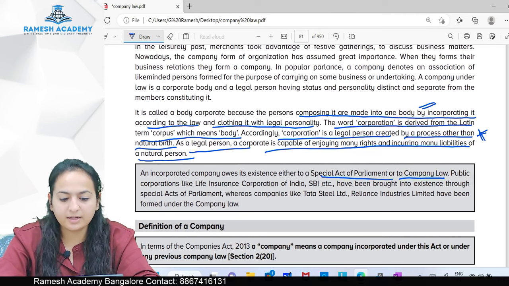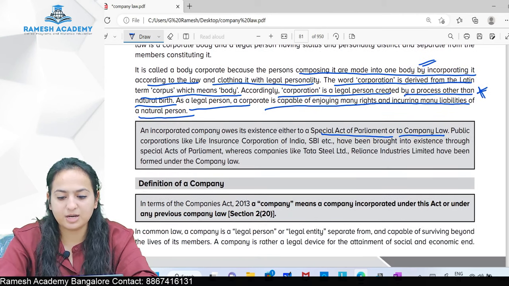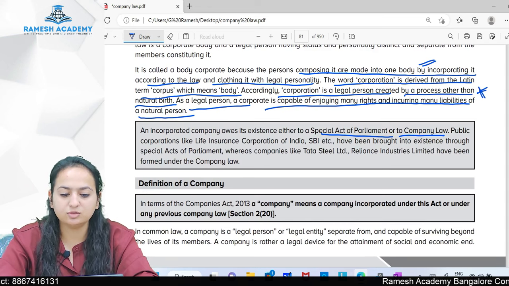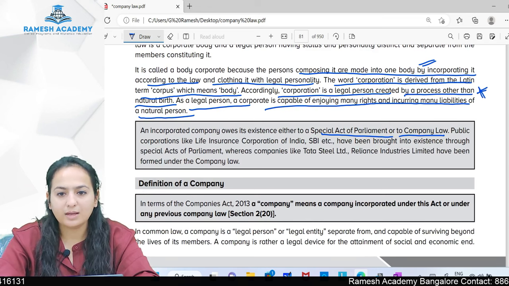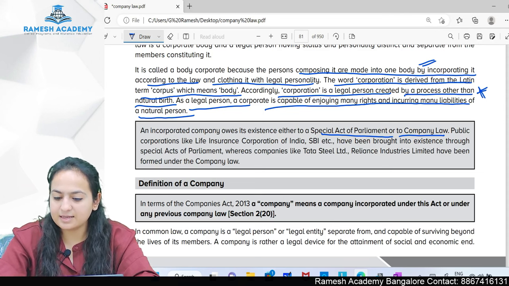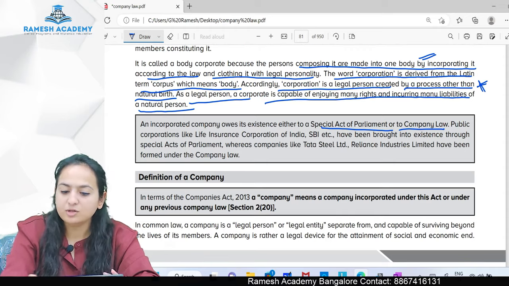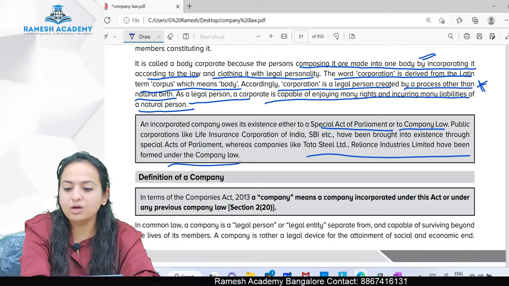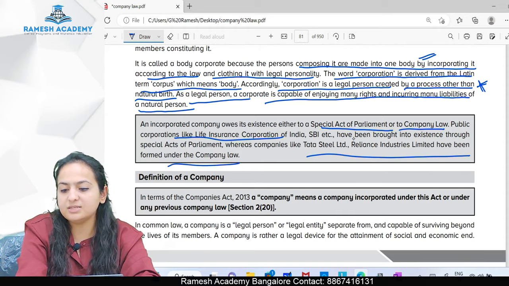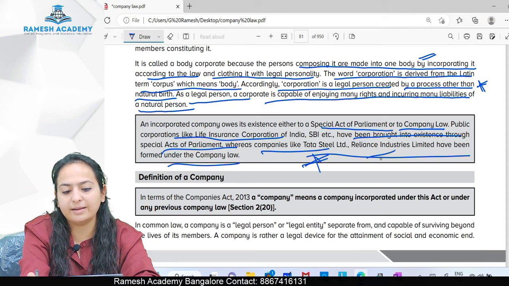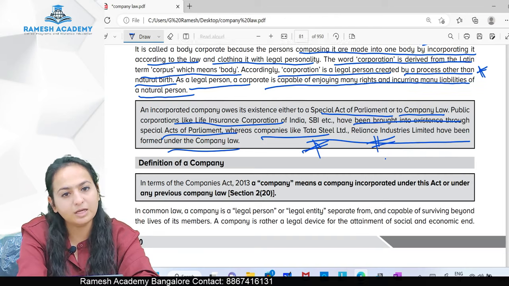So, an incorporated company is one existing either by a special act of parliament or by company law. Public corporations like Life Insurance Corporation of India and SBI have been brought into existence through special acts of parliament, whereas companies like Tata Steel Limited and Reliance Industries Limited have been formed under the company law. So they have given the example also.